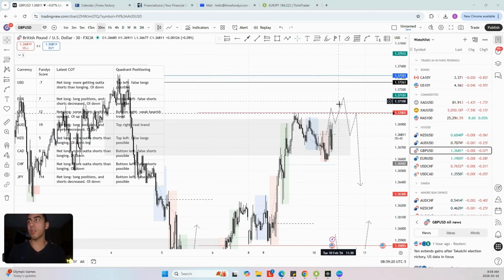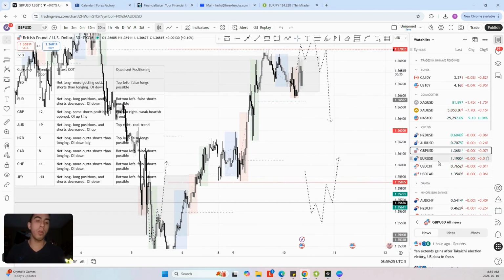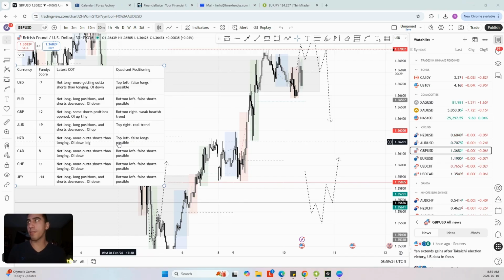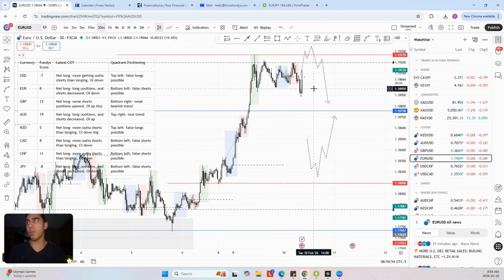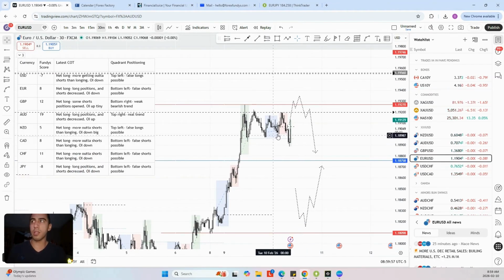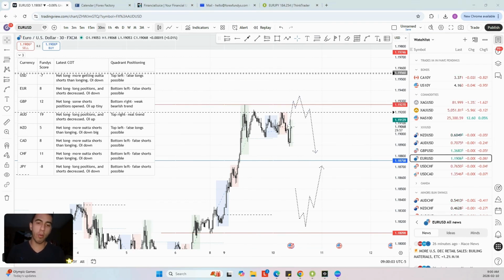One of my top pairs to look at for the day is the Great Britain pound. So just look for a sweep of the previous day high and a reversal to bring it down for a potential long opportunity. The Great Britain pound is the only one that showed up in our ForexFundys quadrant as showing a little bit of weak bearish trend. As for the euro, this is where we're looking for. The only suspicious thing is that we've already taken both London and Asia low. Usually I don't like shorting when those lows have already been taken.